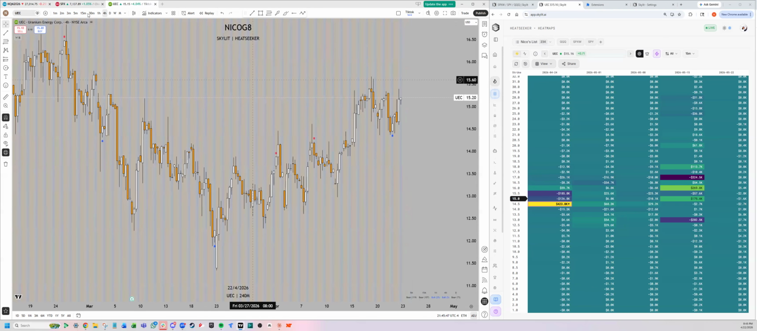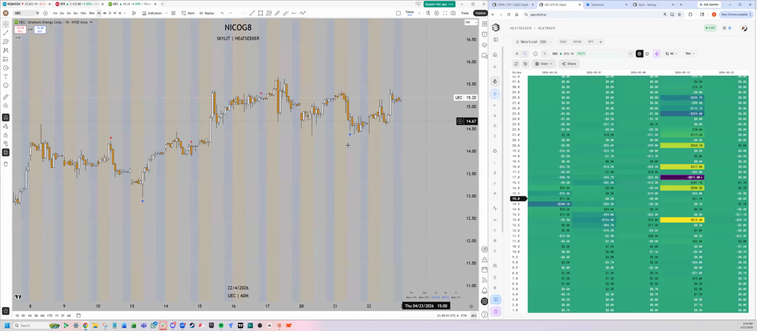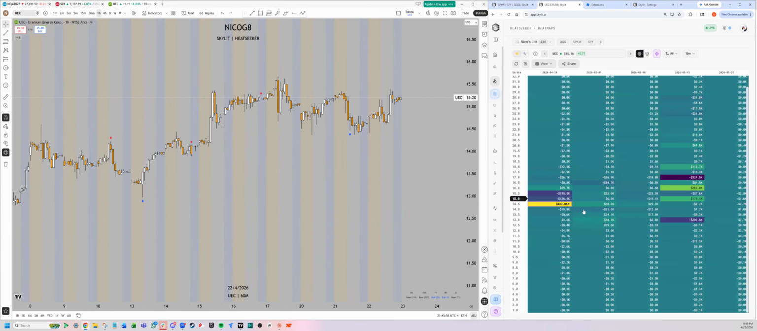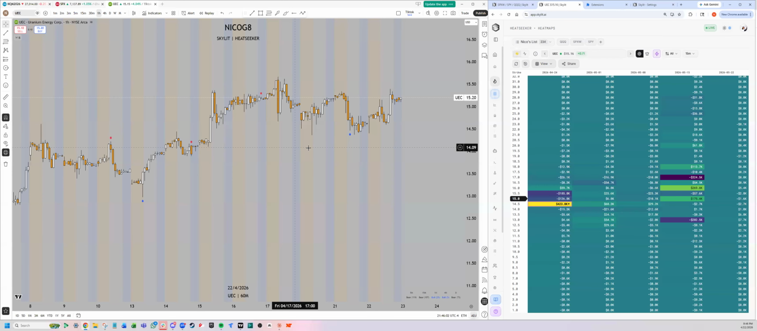UEC looks like 14.5, good floor. That's what we bounced off of yesterday and today, actually. This just has very light volume. There's not much volume at all. The next 2 weeks have nothing. Even OPEX, we have 324. That's pretty low volume overall.